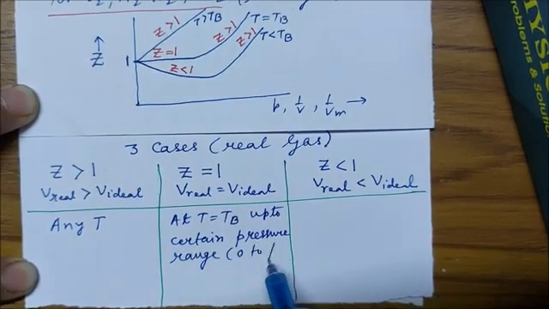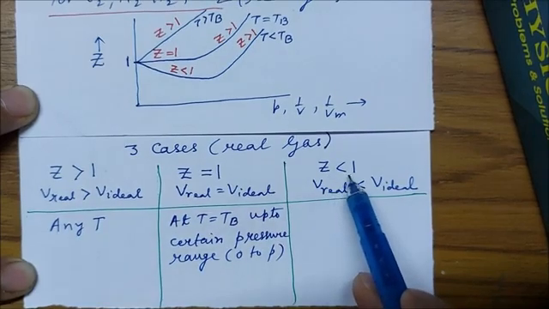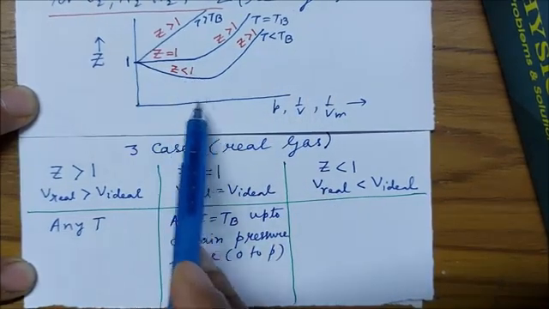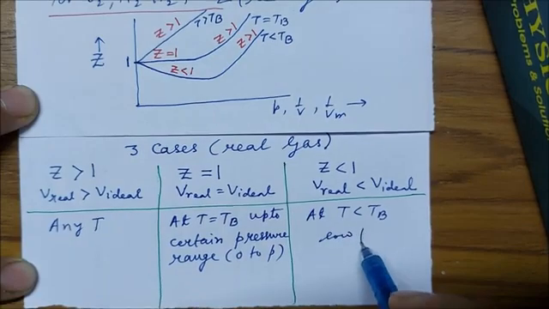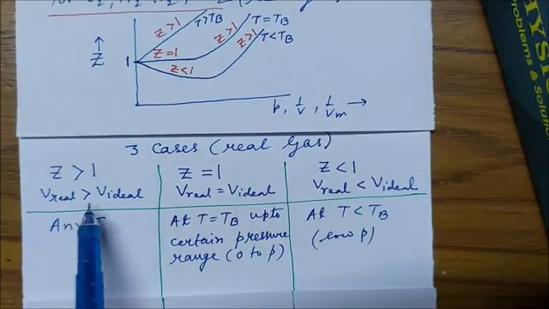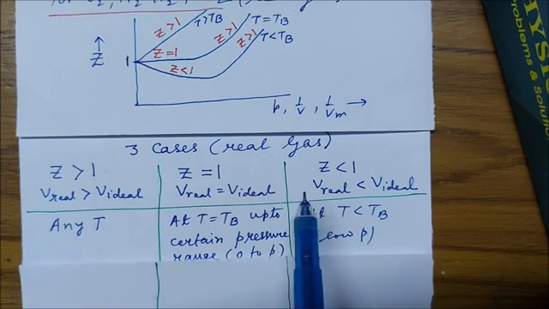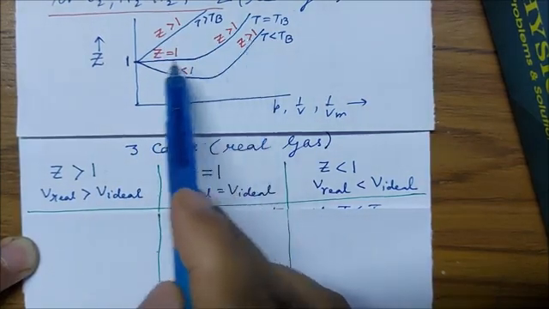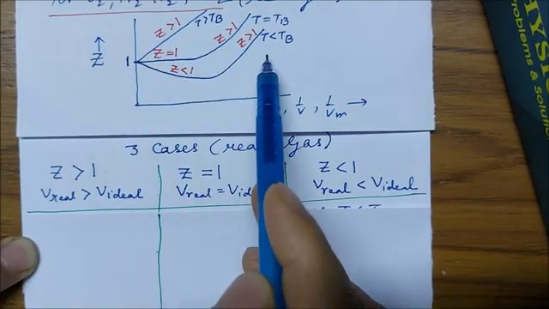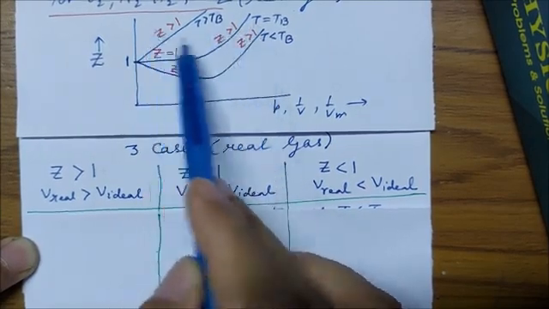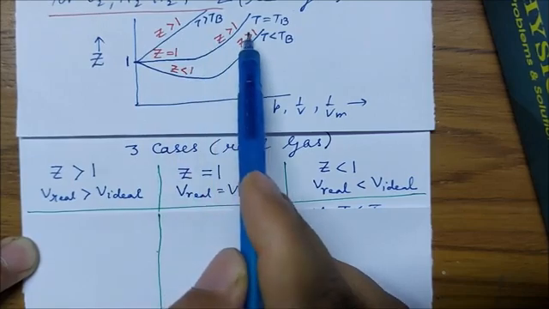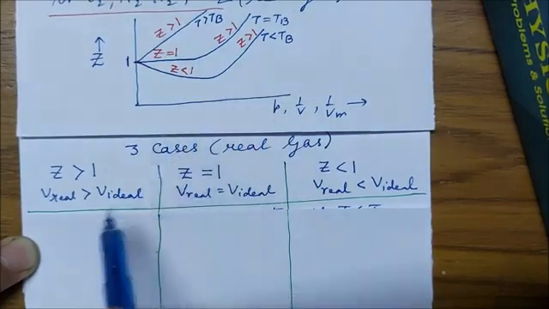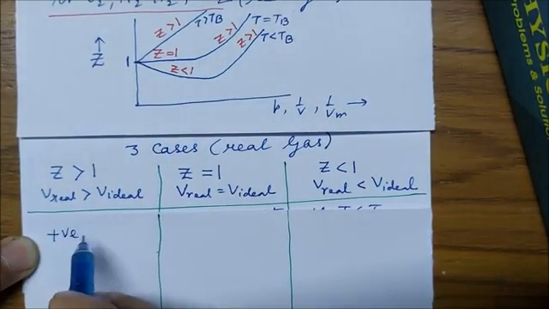Say 0 to P, and Z less than 1 occurs for T less than TB, as we can see here for low pressure region. We shall now discuss these three cases separately as follows. For Z greater than 1, we are here, that is above the Z is equal to 1 line. Obviously, in this region Z greater than 1, the real gas shows a positive deviation with respect to the ideal value. So, this corresponds to a positive deviation.